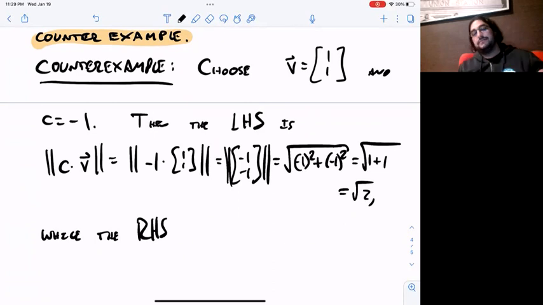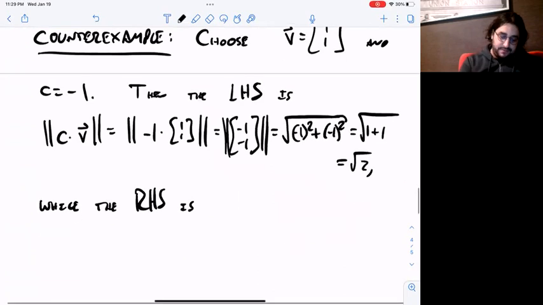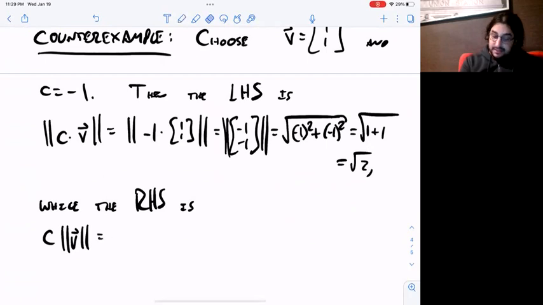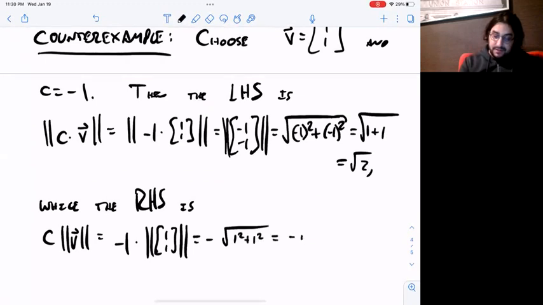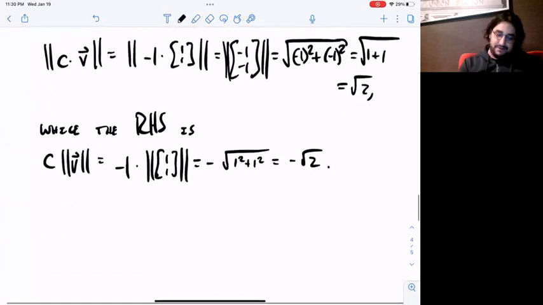On the other hand, the right-hand side of the identity is c times the magnitude of v, which equals -1 times the magnitude of (1, 1), which equals -1 times the square root of the sum of squares of the coordinates, which is -√2. Well, they're not equal to each other, right?